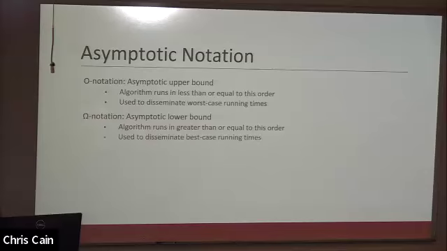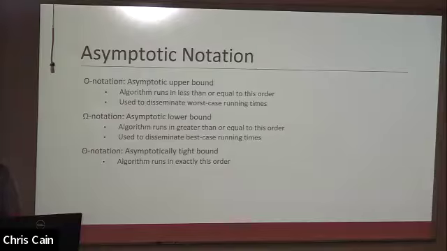So, disseminating best case runtimes. Theta notation gives you an asymptotically tight bound. It says the best case and the worst case lie in this particular order. So don't use theta notation unless the best case and the worst case have the same asymptotic bound. So the algorithm runs in exactly this order, always, regardless of the underlying data representation.